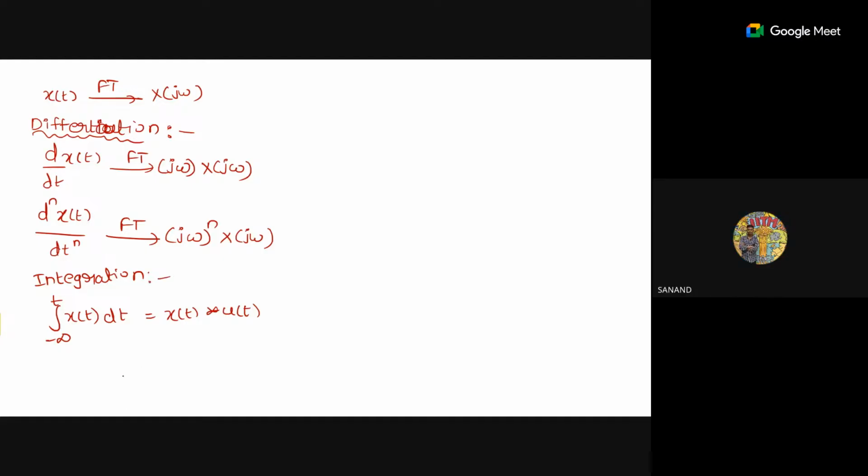Could you please repeat that integration part? So this can be written in terms of convolution: x of t convolved with u of t. This is one formula. Say x of t is some random signal like this, and u of t will be like this, right? It will be 1.